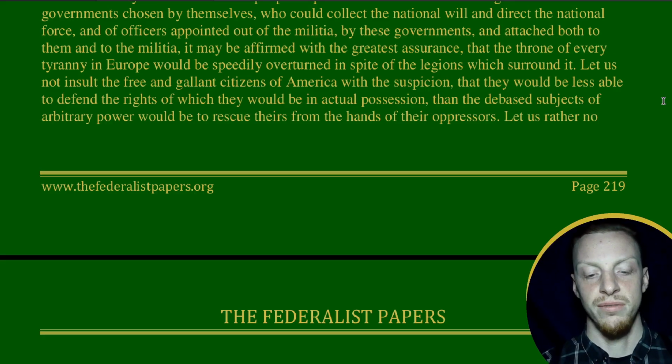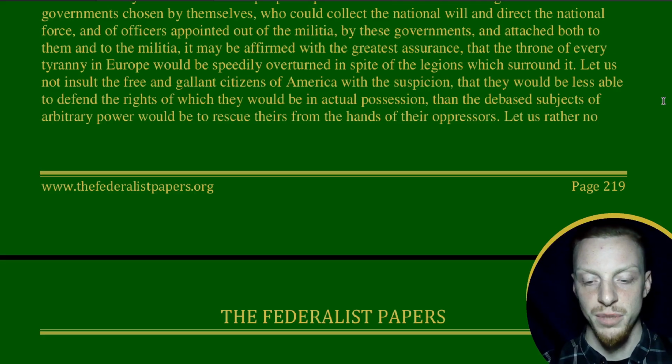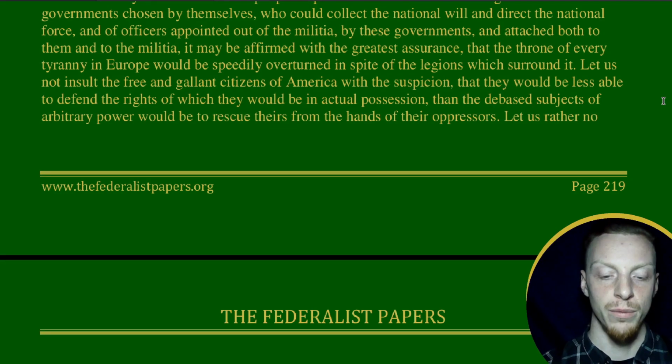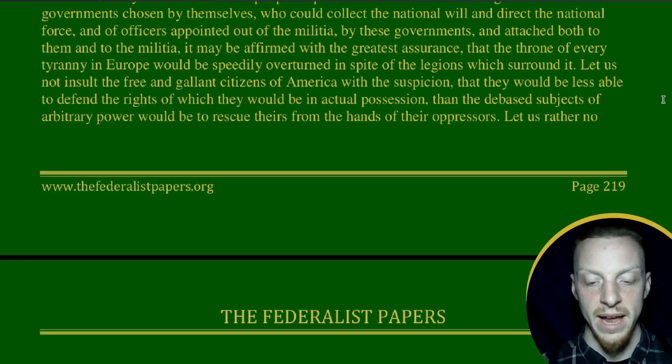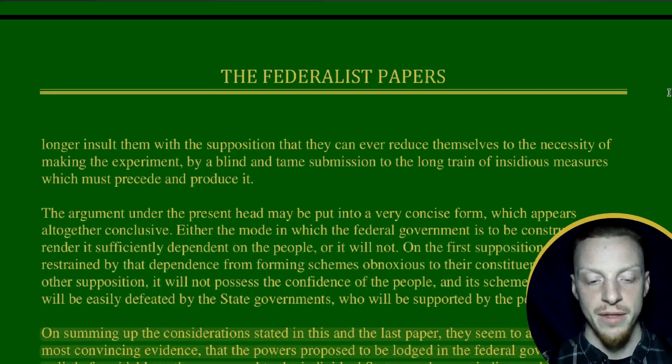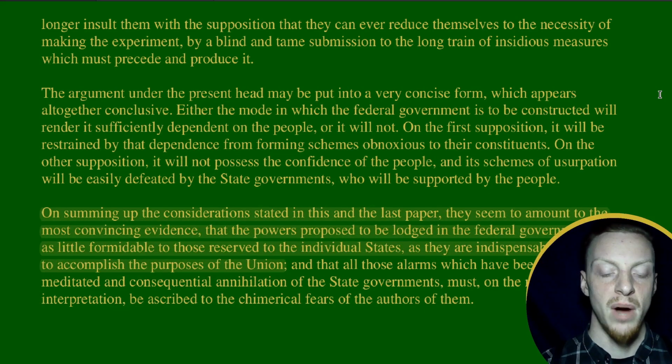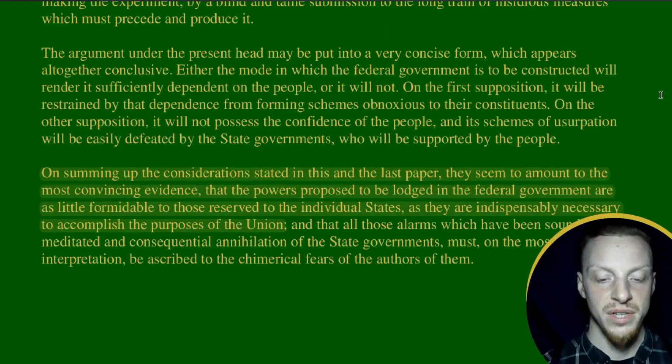Let us not insult the free and gallant citizens of America with the suspicion that they would be less able to defend the rights which they would be in actual possession of than the debased subjects of arbitrary power would be to rescue theirs from the hands of their oppressors. Let us rather no longer insult them with the supposition that they can ever reduce themselves to the necessity of making the experiment by a blind and tame submission to the long train of insidious measures which must precede and produce it. The argument under the present head may be put into a very concise form which appears altogether conclusive.